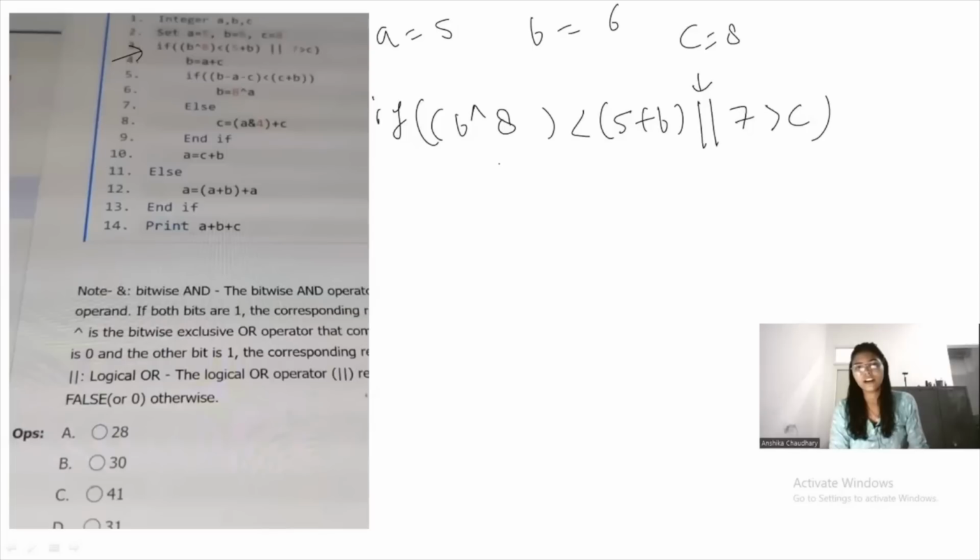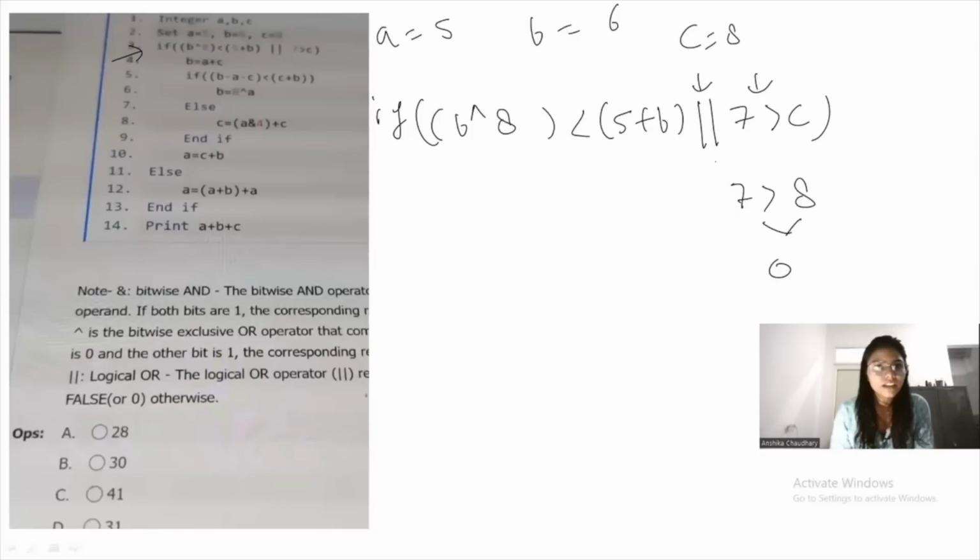So as we can see from here, this is the logical OR. That means if any of the parts is giving us 1, the whole condition will become 1, or we can say the whole condition will become true. So this is easy only, right? 7 is greater than 8, so this will give us 0, since the c value was 8. So we need to find out this other part as well. So b is 6, 6 XOR 8 is less than 5 plus b, right?